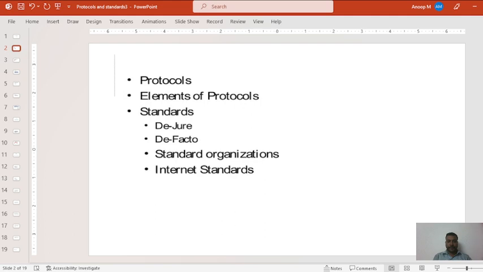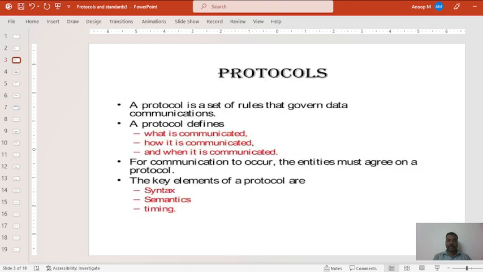So the overview of the slide contains protocol, the elements involved in protocols, standards, the two types of standard, de jure as well as de facto, standard organizations and the internet standards that we are using nowadays. So what is a protocol?